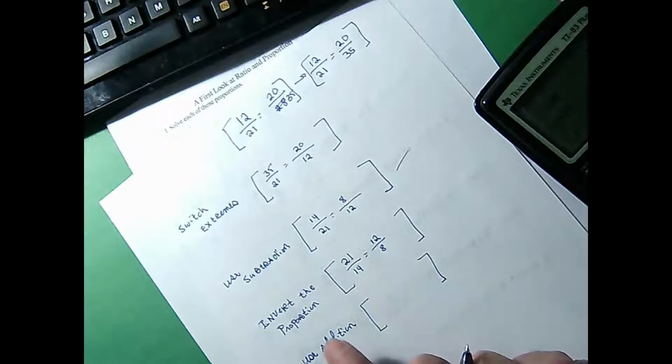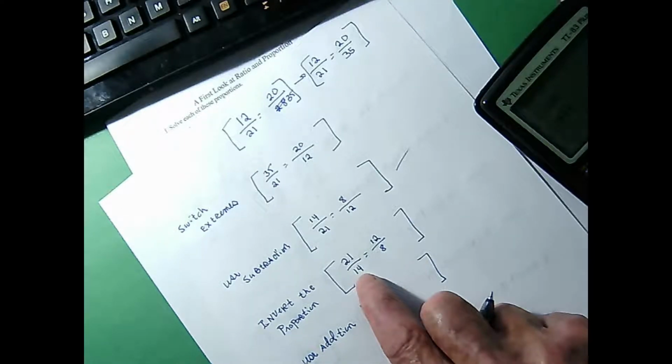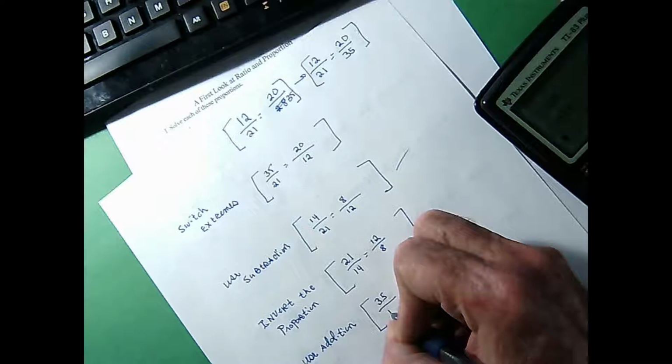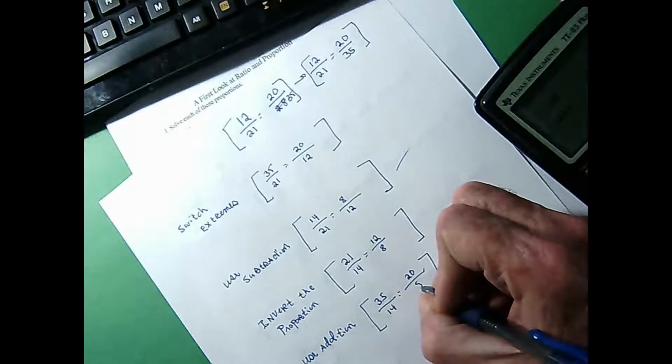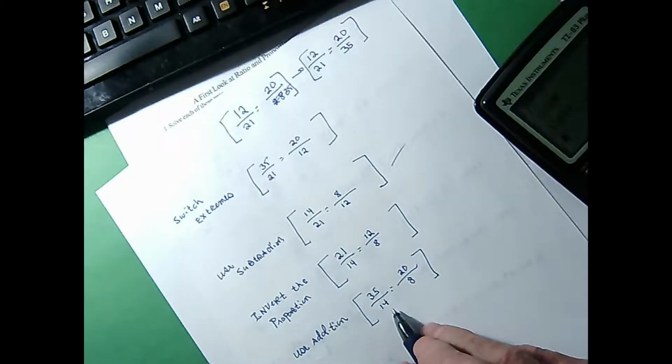What about if I used addition here? To use addition, you bring the denominator up and add it to the numerator, and 14 plus 21 would be 35 over 14. Let's do the same thing on the other side. Bring the denominator up and add it to the numerator. That's how we do addition. 12 plus 8 would be 20 over 8. Do we think that's a valid proportion? And if you reduce both these fractions, I think we'll agree that it is.